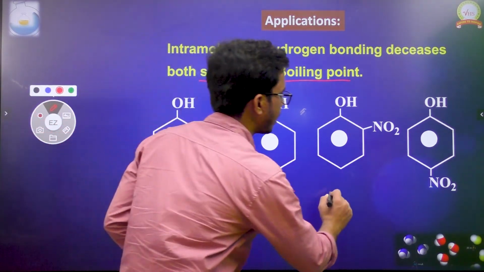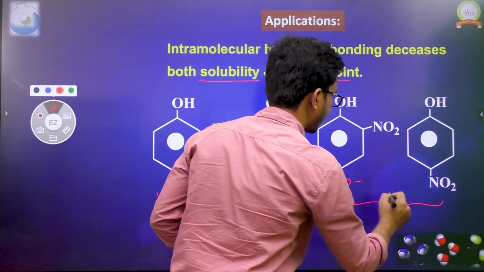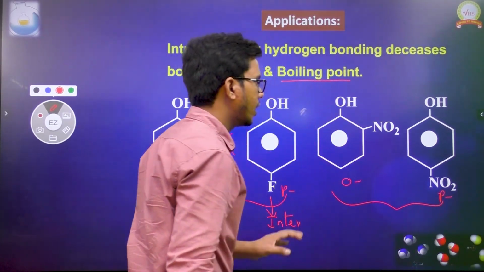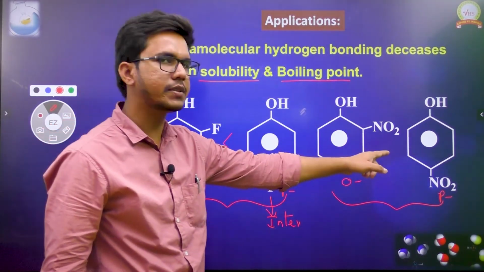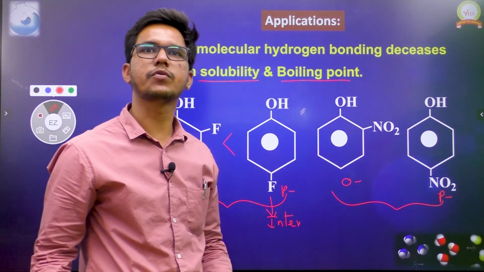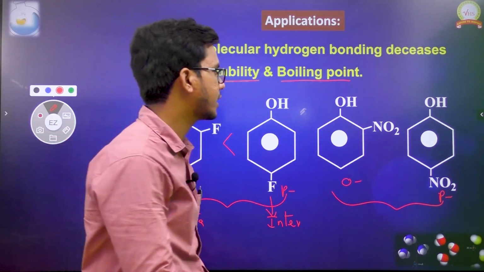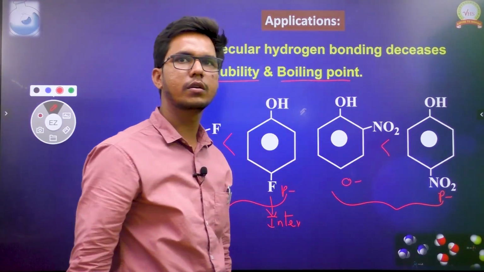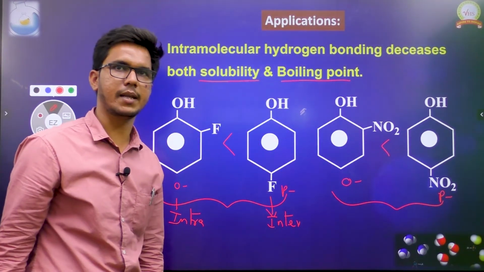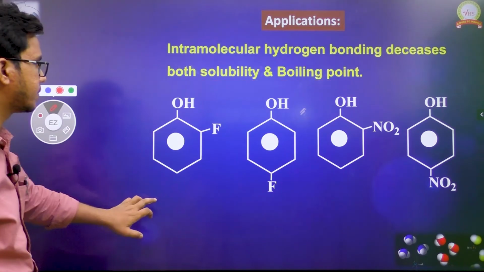Now if you take these two also, the first one is ortho substituted one, second one is para substituted one. If you compare these two, the second one forms the intermolecular hydrogen bonding. Since it is forming intermolecular hydrogen bonding, we can expect the second one is going to possess more boiling point, right?